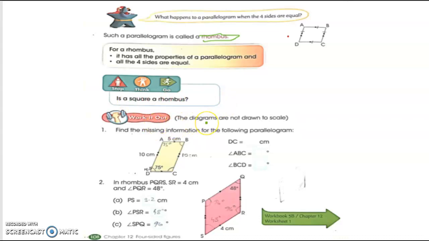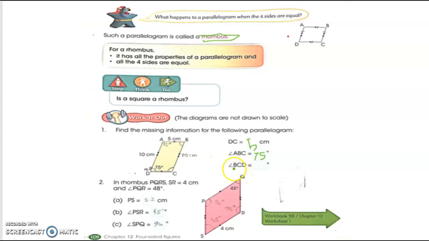Now, let's work out examples. Find the missing information for the following parallelogram. DC, where is DC? DC will be equal to 5 centimeters, right? Because of the opposite sides. Angle ABC. This is 75, so angle ABC will be equal to 75 degrees.